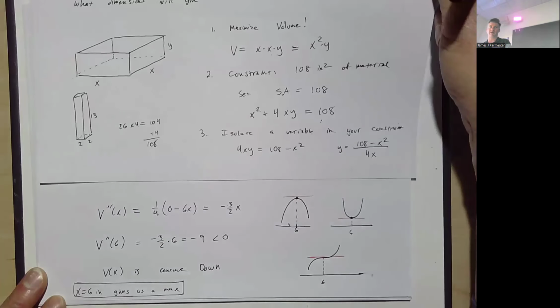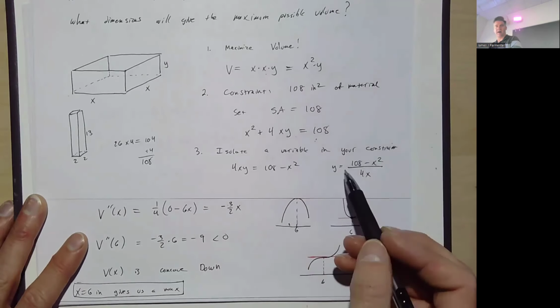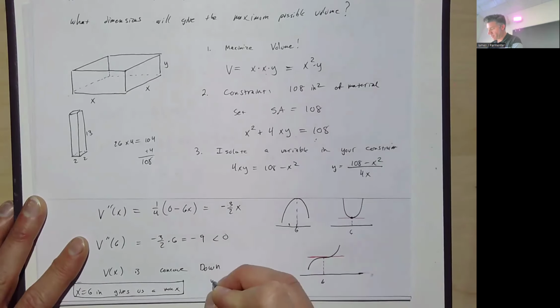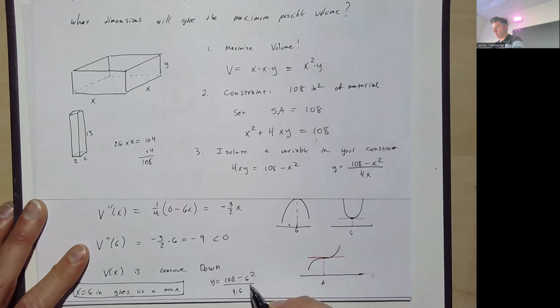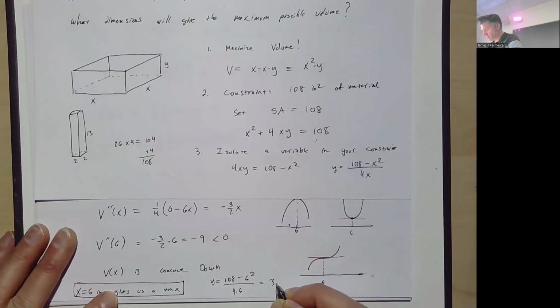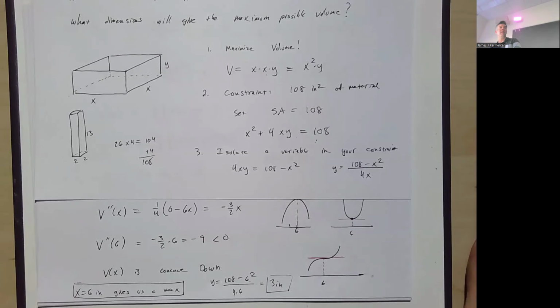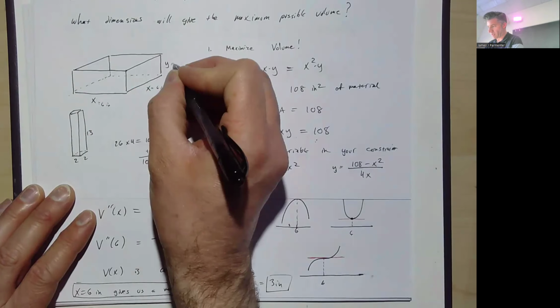Luckily, every time this is going to be true, there is already an equation that tells us how to find y. Y is going to equal 108 minus 6 squared over 4 times 6. That's 108 minus 36, which is 72. 72 divided by 24 is equal to 3. 3? Yeah, 3. That sounds right. My brain doesn't feel like it's right. Yeah, that's right. So those are the dimensions of the box with the most volume. X would equal 6 inches. Y would equal 3 inches.